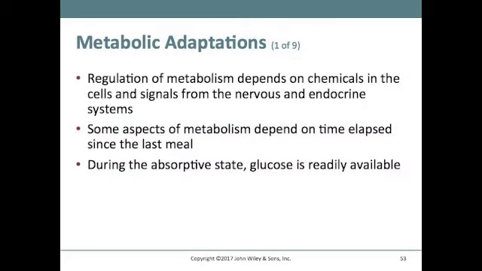Metabolic adaptations begins on page 1020. So the regulation of metabolism depends on chemicals in the cells and signals from the nervous and endocrine systems. Some aspects of metabolism depend on the time elapsed since the last meal. During the absorptive state, glucose is readily available.